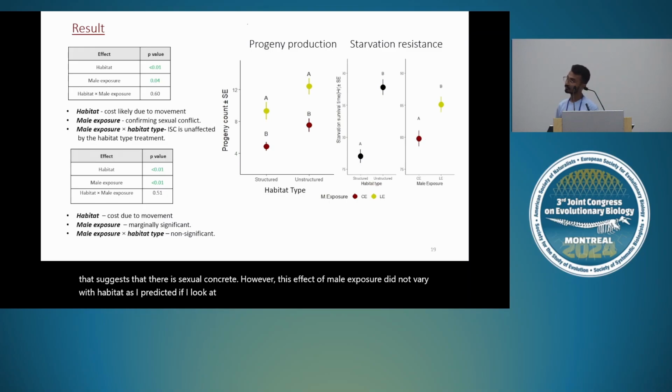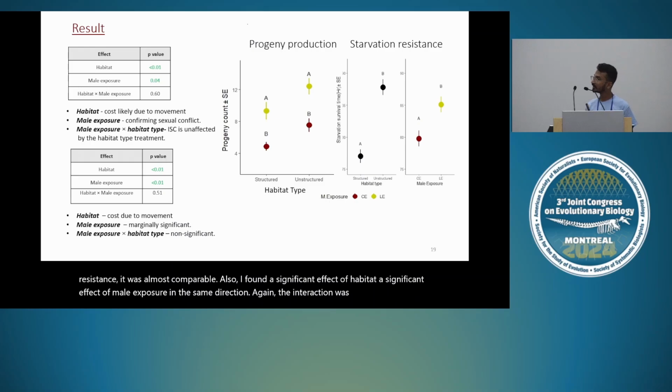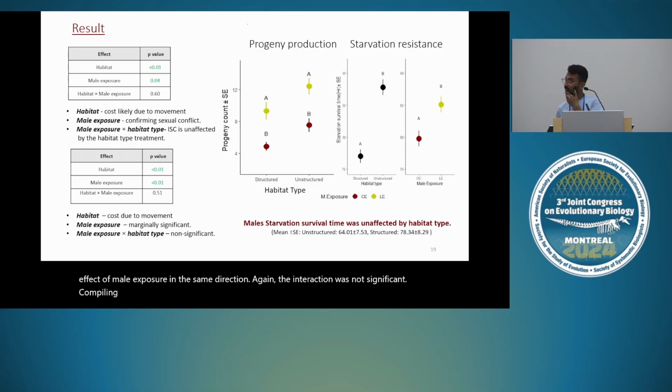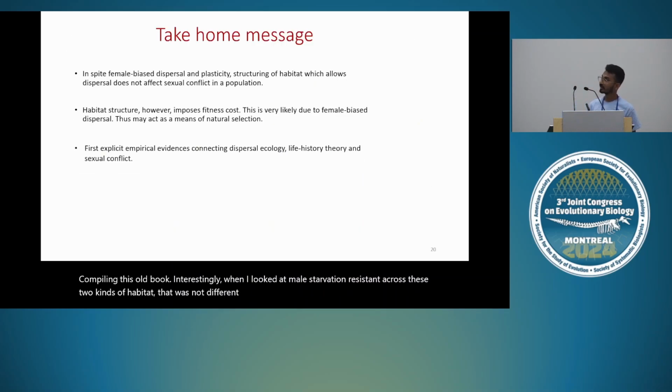If I look at the other component of fitness, which is starvation resistance, that was almost comparable. Also, I found a significant effect of habitat, a significant effect of male exposure in the same direction. Again, the interaction was not significant. Interestingly, when I looked at male starvation resistance across these 2 kinds of habitat, that was not different, unlike females. Compiling this all together, there is significant female-biased dispersal, there is also plasticity in dispersal. However, this does not affect sexual conflict. Indeed, habitat structure, if certain kind of structuring where there is movement cost, that can have a sex-specific movement cost, and this may act as a target of natural selection.